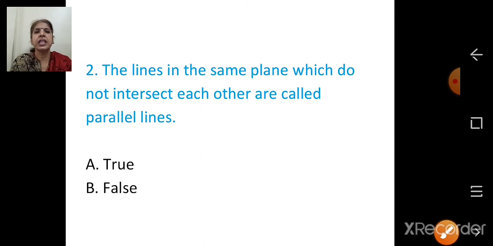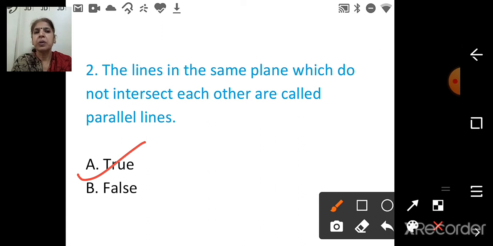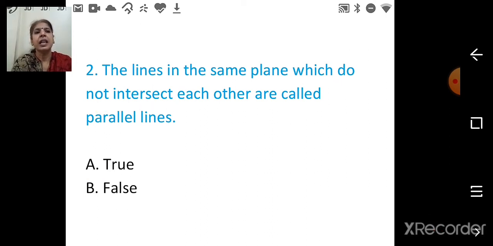Next question is, the lines in the same plane which do not intersect each other are called parallel lines. Yes children, it is true. We have studied about parallel lines. So which option is it? A. True. The lines in the same plane which do not intersect each other are called parallel lines.